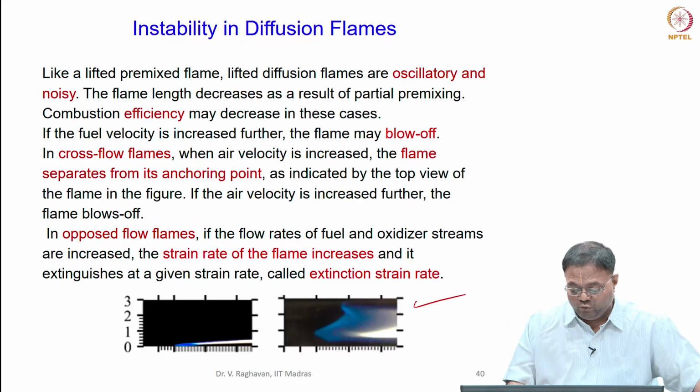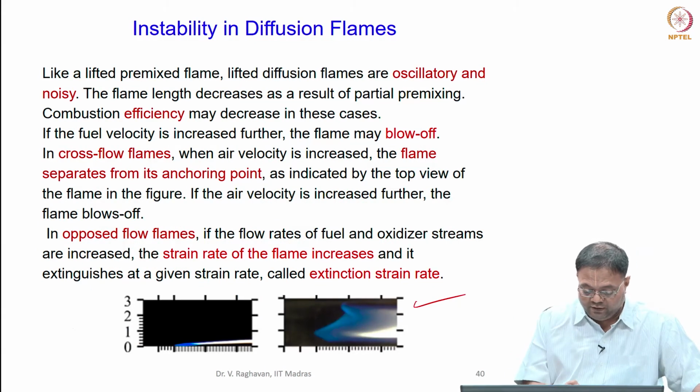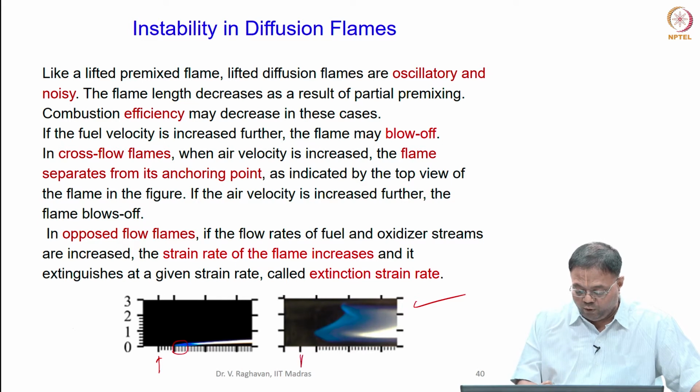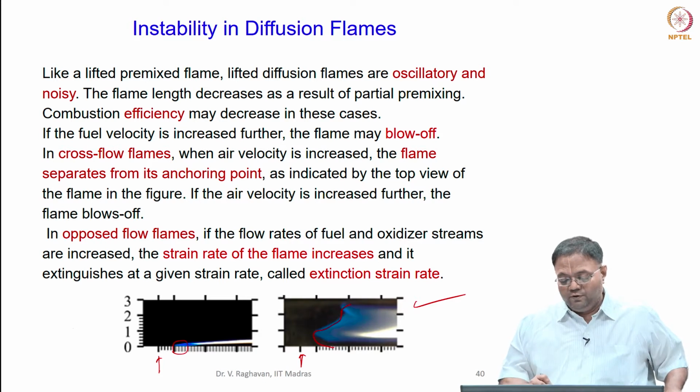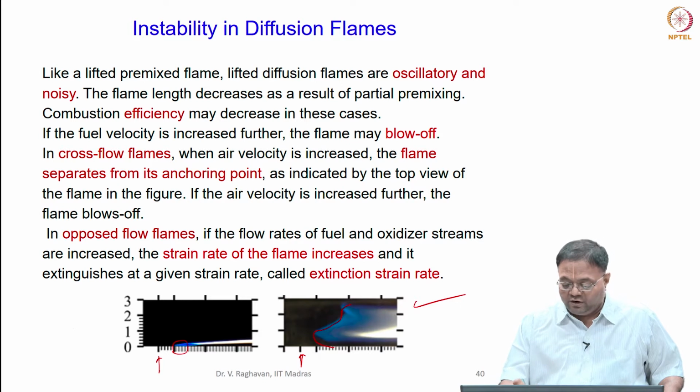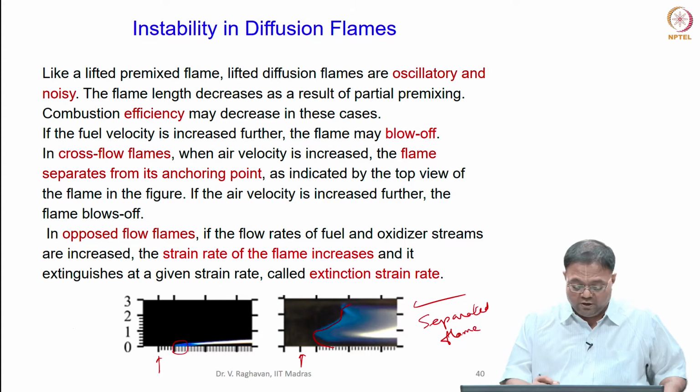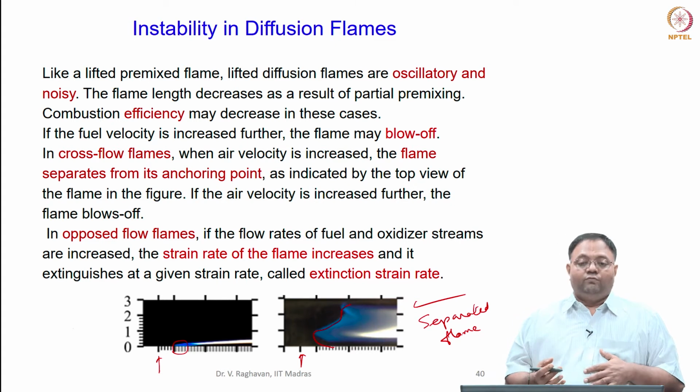But when you increase the airflow rate, you can see that the flame has moved from the initial point. This is the initial point of the injector, the flame has moved away and it is not anchoring properly, you can see this. So it is no more two dimensional, it is called a separated flame. It is not two dimensional in nature and you can see it has moved away. If you increase the air velocity still, the flame will blow off.